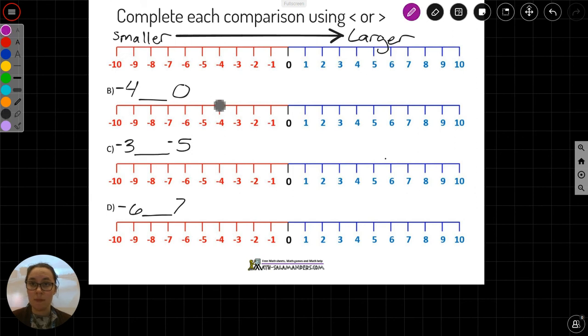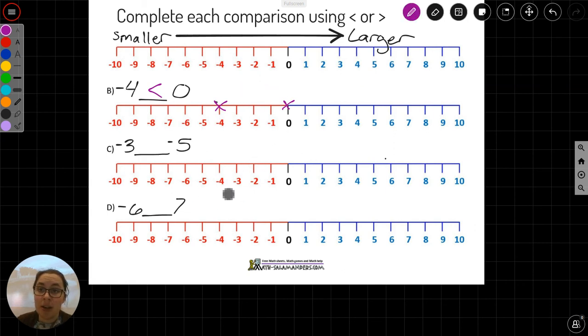Thank you. Negative 4, right there, bam. And 0, bam. Which one's farther right? Well, 0 is farther right. So negative 4 is less than, use the less than symbol, 0. Negative 4 is less than 0 because it is farther to the left. That means it is smaller.